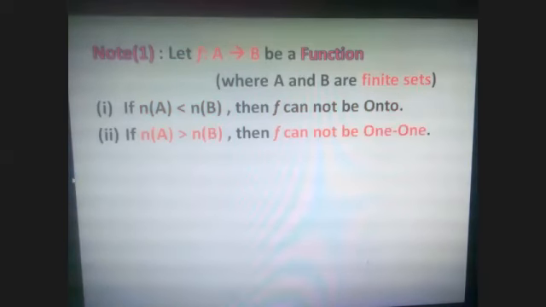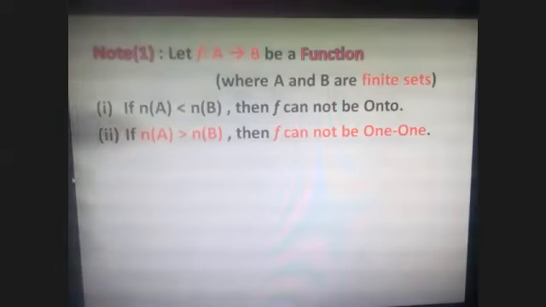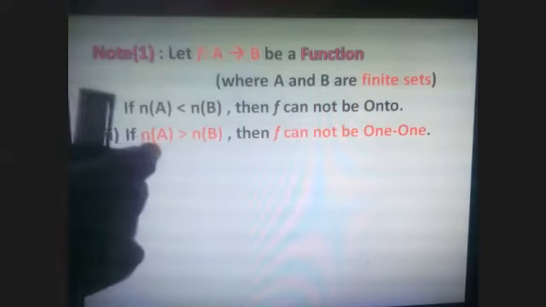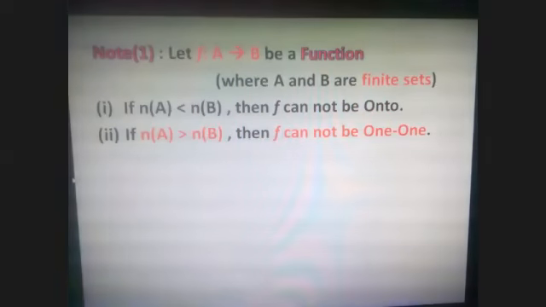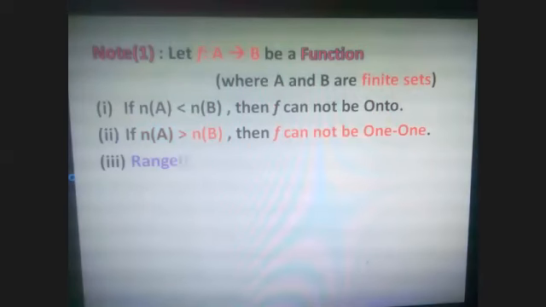What happens if the number of elements of A is bigger than that of B? Then it cannot be one to one. A has more elements, B has fewer elements, so at least two elements must have the same image. If the number of elements of A is more than that of B, it cannot be one to one. Remember it when A and B are finite sets.